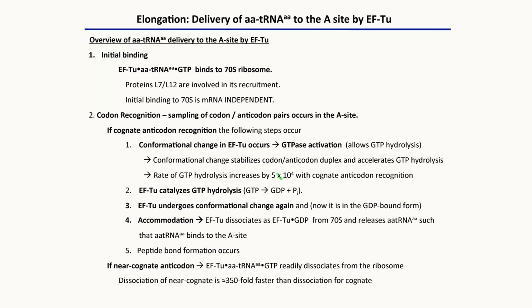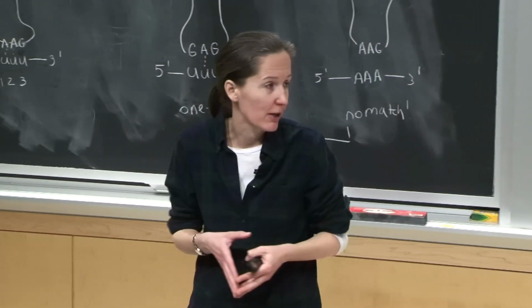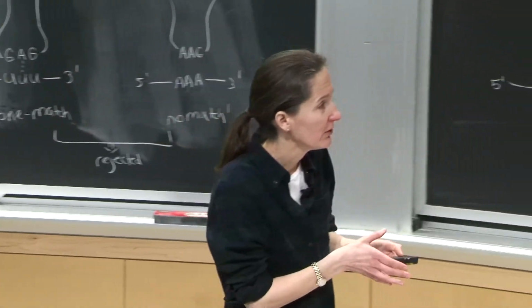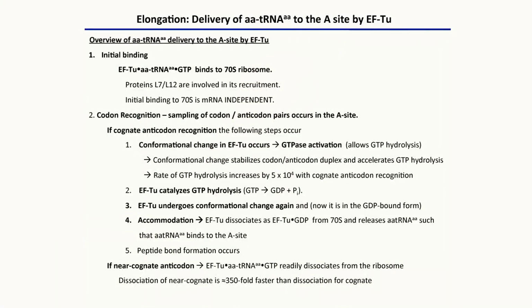So we have GTP hydrolysis, and then there's another conformational change. So we have EF-Tu in its GDP-bound form, and effectively EF-Tu will dissociate from the aminoacyl-tRNA, and the aminoacyl-tRNA will fully enter the A site. This process is called accommodation, and once that happens, peptide bond formation can occur. So this is the good scenario. The polypeptide can keep being made.